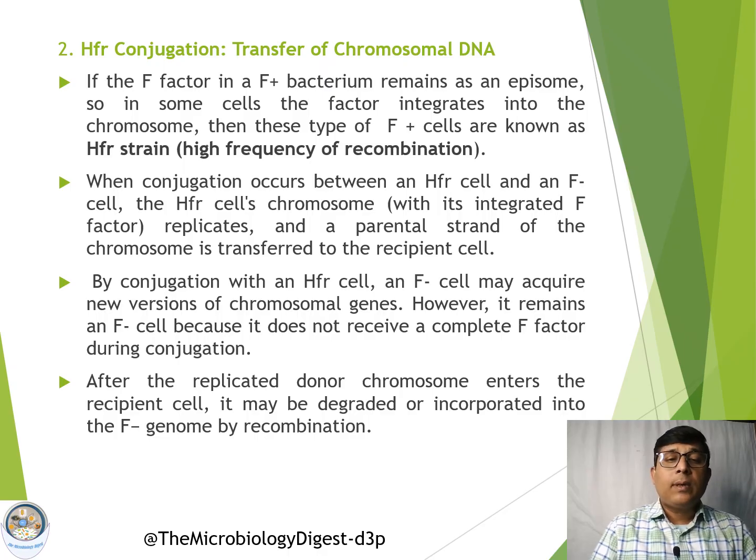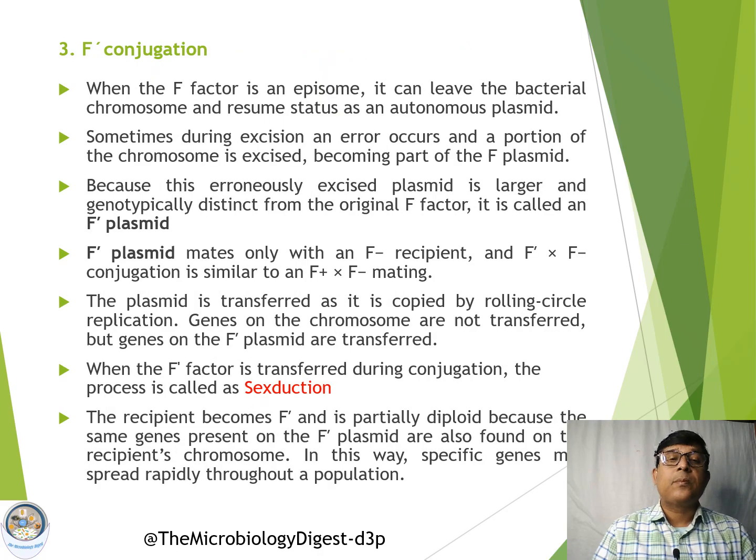So by conjugation with an Hfr cell, an F negative cell may acquire new versions of chromosomal genes, because chromosomal genes are transferred here. But it will remain F negative at the end of the process, because it has not received the actual fertility factor. Instead, it has received the chromosomal genes. Because chromosomal genes are transferred and the fertility factors are not, it will remain F negative at the end of the process.